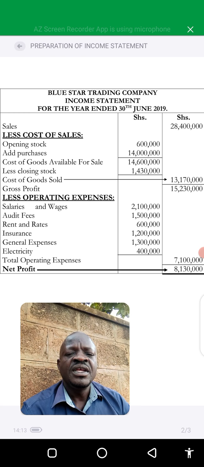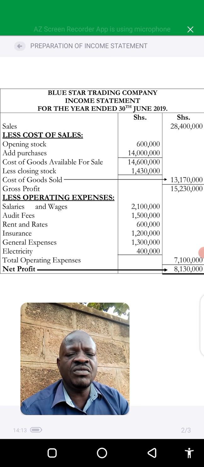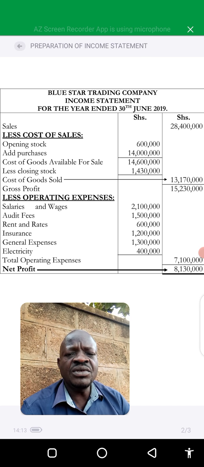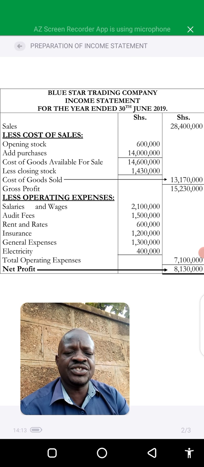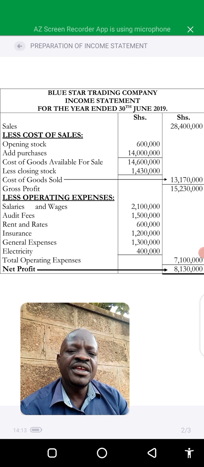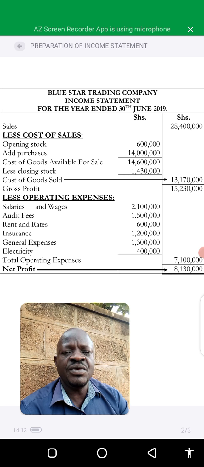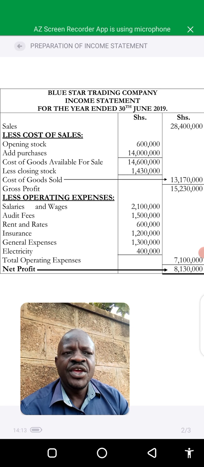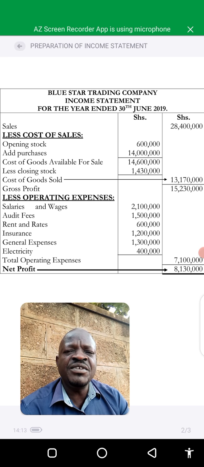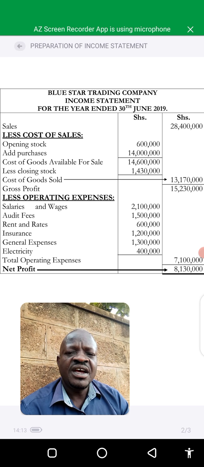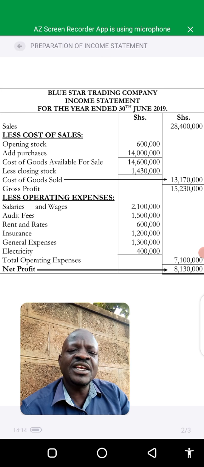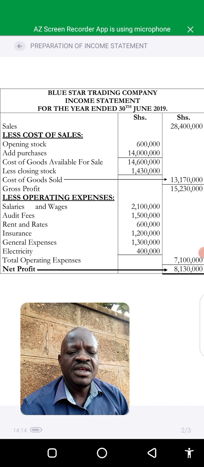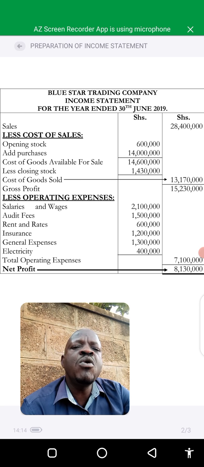28,400,000. Then from there we shall say less cost of sales. Cost of sales. Now when you go back to the mathematics that you did at primary or lower level, when you were buying goods, they were giving you goods to calculate the gross profit. And for you to get a gross profit, you take selling price minus cost price. Selling price is the price at which you have sold an item. And the cost price is the price at which you bought that item.